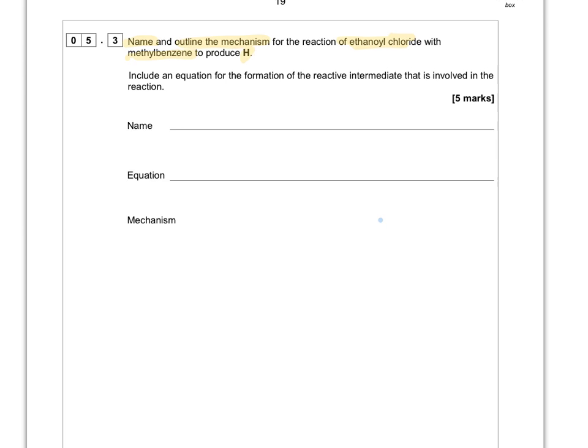So H just happens to be a methyl group on position 1 of the benzene ring, and there was an acyl group on position 4. So I've reminded myself, so that's CH3, what molecule H was. So include an equation for the formation of the reactive intermediate that is involved in the reaction. So reactive intermediate, well, benzene, because it's got that ring there, is attacked by electrophiles.